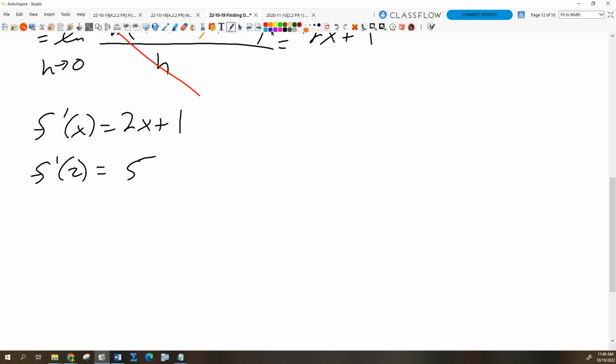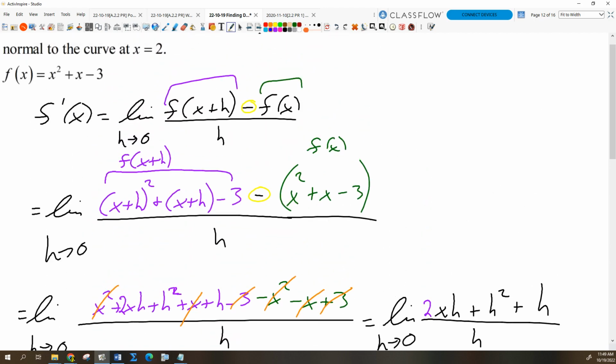Negative 1/5, isn't it? So the slope of the normal line, that just means perpendicular. That's our perpendicular symbol. So the perpendicular slope is negative 1/5. Okay, good. We got a slope. We just need a point, but that's easy. If x is 2, I need an ordered pair. Well, what's the y value going to be when x is 2?